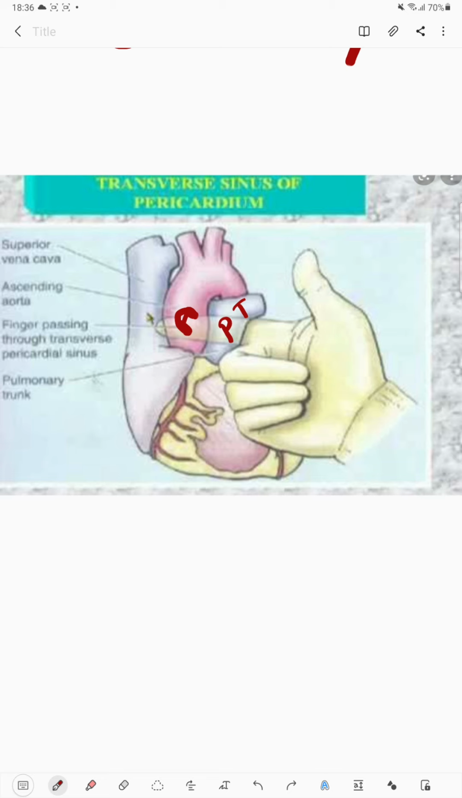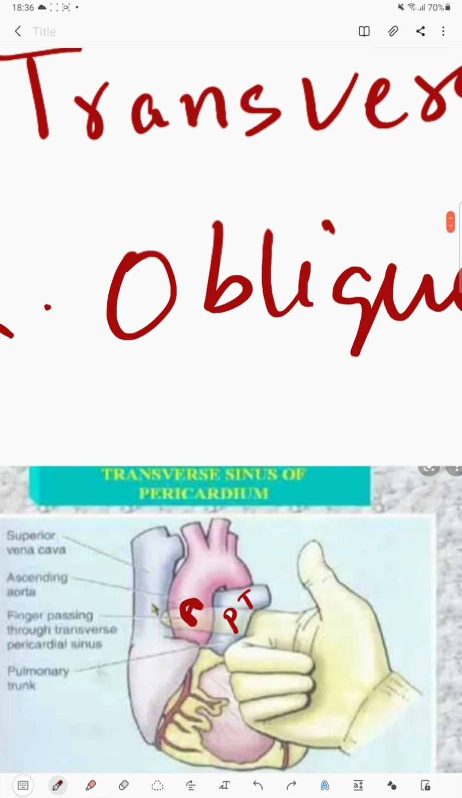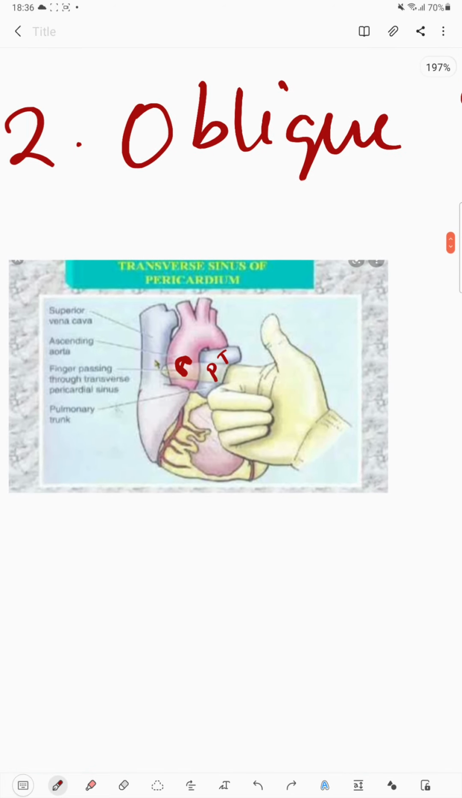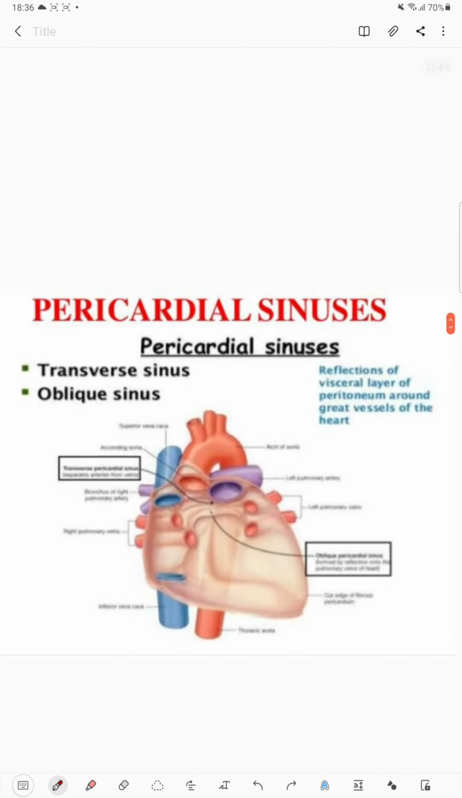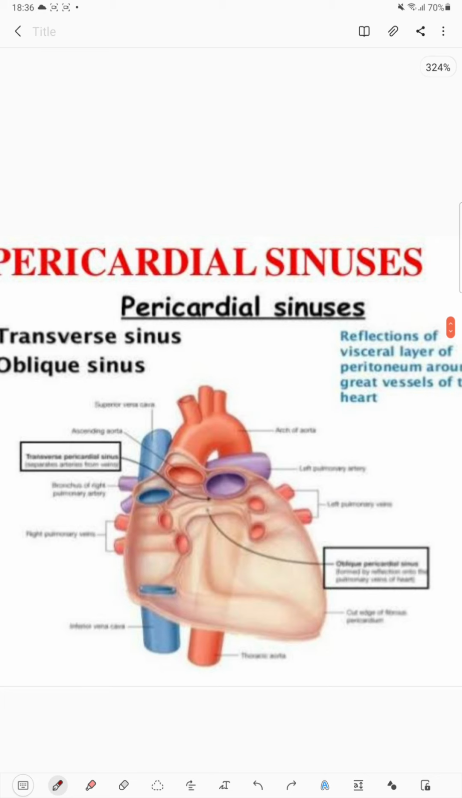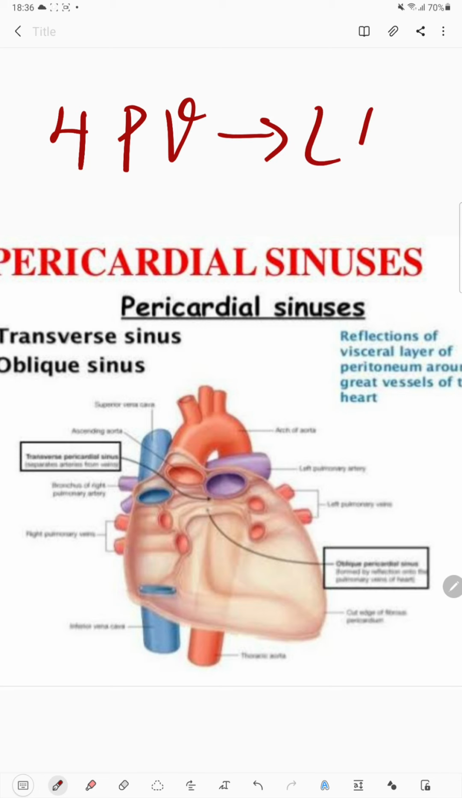Now we have one more kind of sinus related to the heart, and that is called what? Oblique sinus. Now where is this oblique sinus found? See, before that, I will show you another picture. What drains into the left atrium? The four pulmonary veins drain into the left atrium. I hope you know how the circulation is going on in the human body, right?